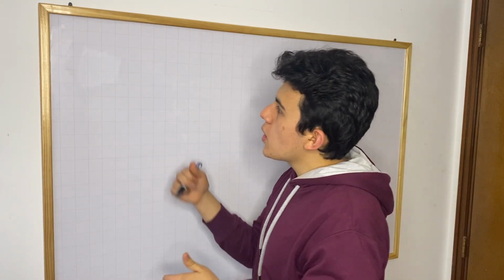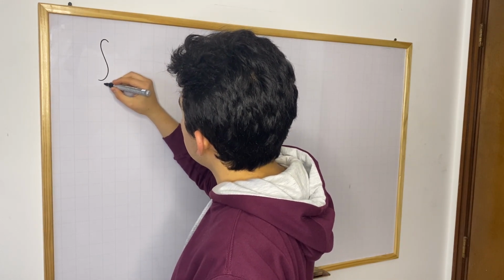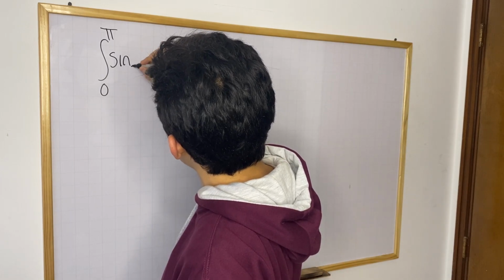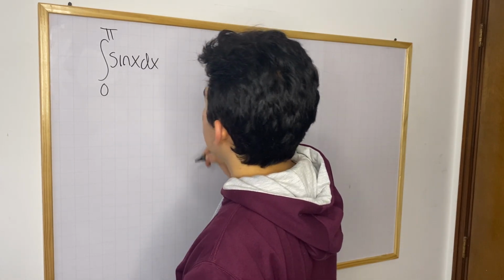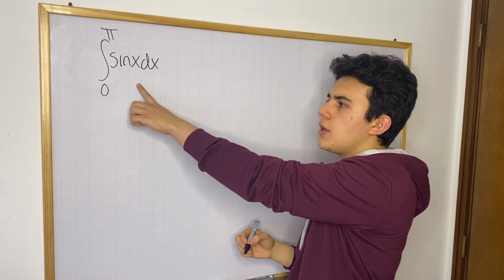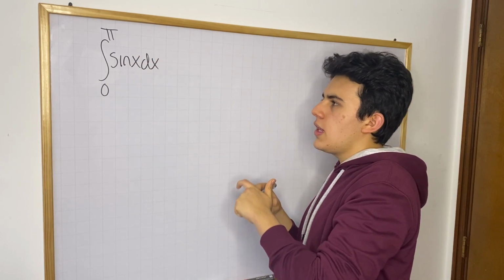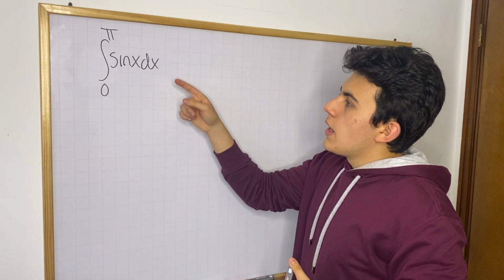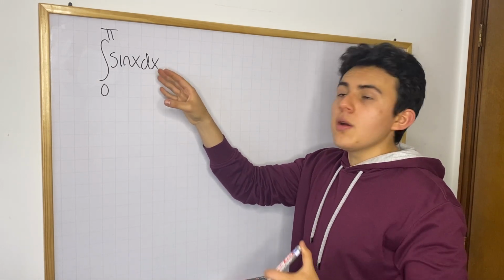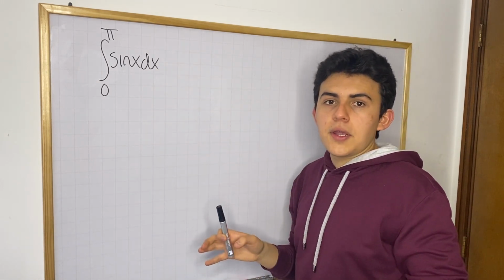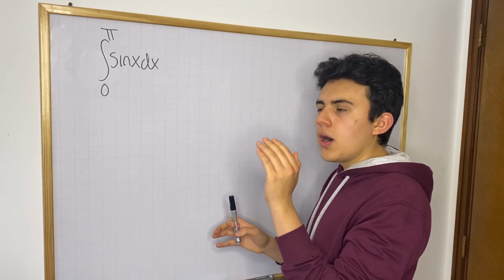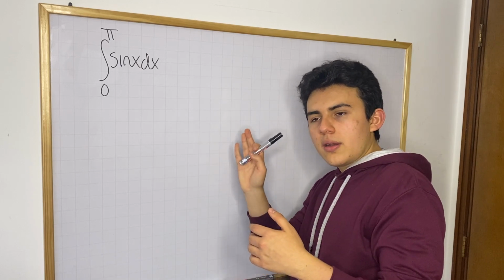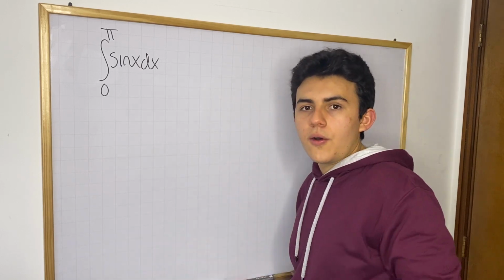Today we're going to go over the integral from 0 all the way up to pi of the function sine x dx. So this is what we're going to solve today. The integral itself is pretty easy to solve, but I wanted to talk about the sine function. Remember, when we compute this integral, we're going to find the area under one hump or one hill of sine.